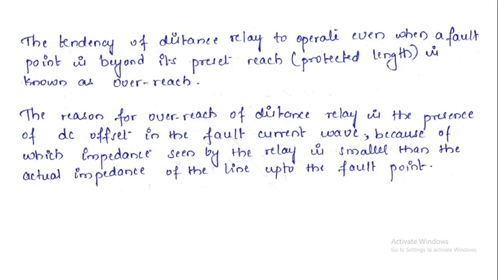The reason for overreach of the distance relay is the presence of DC offset in the fault current wave, because of which the impedance seen by the relay is smaller than the actual impedance. So the main reason for overreach is the presence of DC offset current. Because of it, the impedance seen by the relay is going to be less, hence it is going to increase its reach. The actual impedance of the line up to the fault point seems lesser to the relay. So how do these underreach and overreach phenomena actually take place?